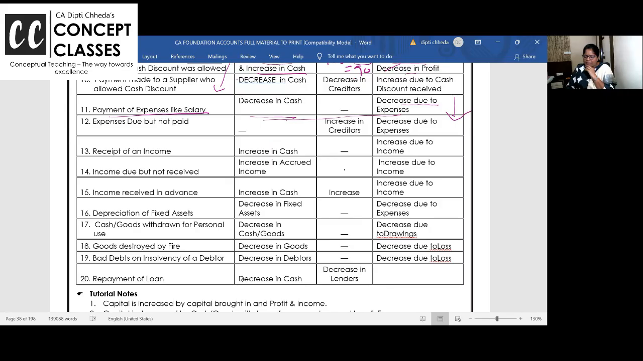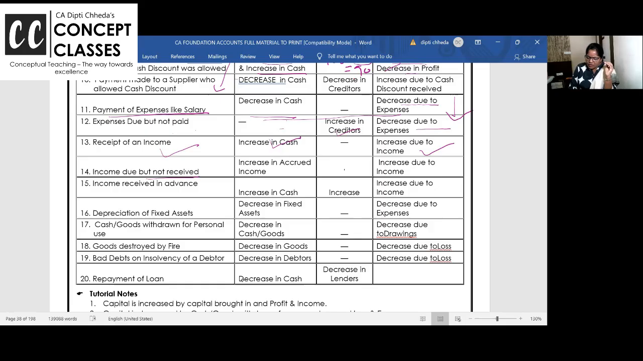Expenses due but not paid. Again, salary to outstanding salary. Salary expense तो है ना, then decrease the capital and liability is increasing. Receipt of income, increase the cash, increase the income. Income accrued but not received. If you receive income, journal entry is cash to income. If you don't receive, accrued income to income. Income तो है ना, you have received na.